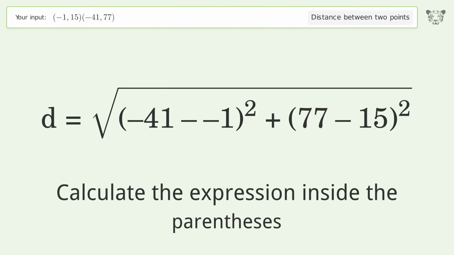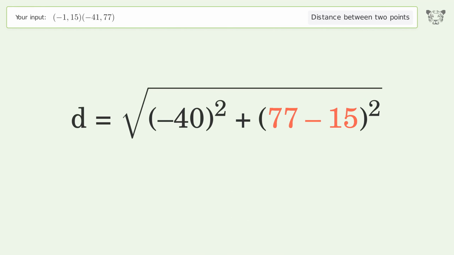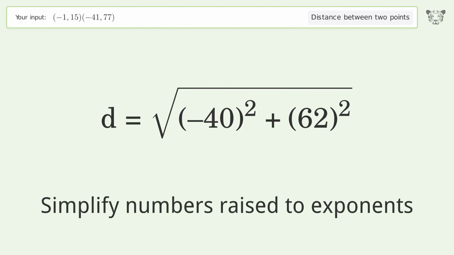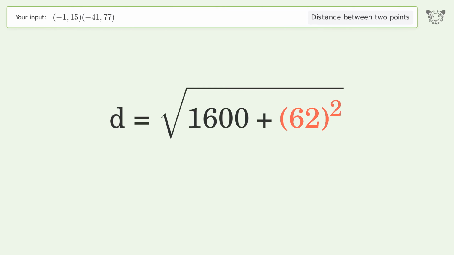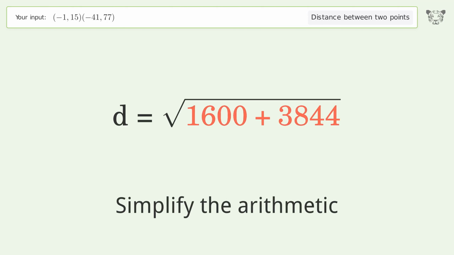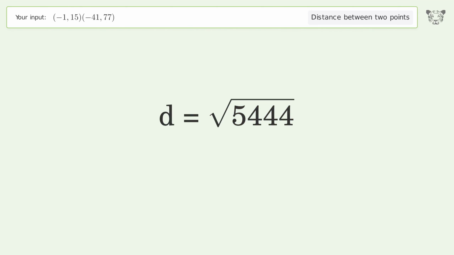Calculate the expression inside the parentheses. Simplify numbers raised to exponents. Simplify the arithmetic. And so the distance between the 2 points is the square root of 5,444, or 73.783.